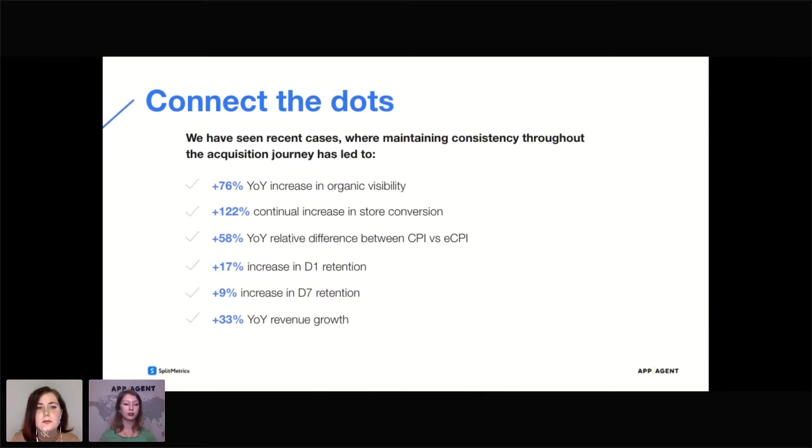As you can see, as much as 33% year-over-year revenue growth, just by making sure that the journey is consistent throughout the whole acquisition funnel. Almost 80% year-over-year increase in organic visibility, which then, of course, in turn resulted in almost 60% year-over-year relative difference between the CPI and the effective CPI, so your blended acquisition cost, basically. Almost 2x the continual increase in store conversion. And to my big surprise, this even affected metrics such as retention on the first and the 7th day.